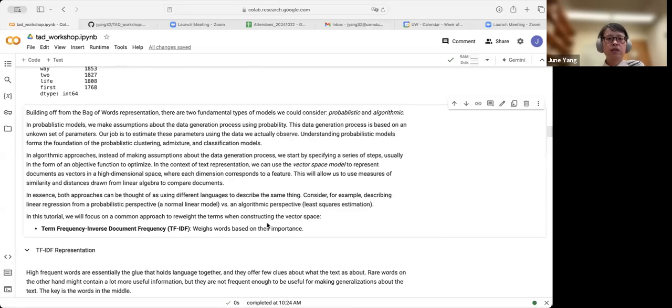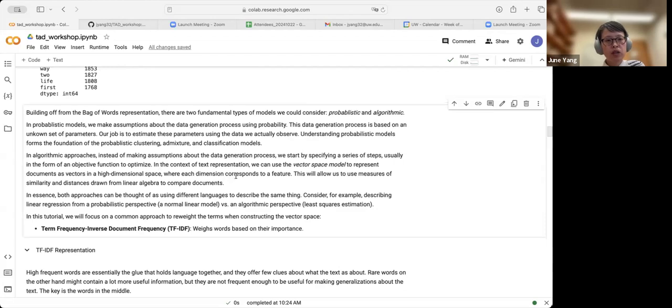If we consider these 2 approaches in linear regression, for example, describing linear regression from a probabilistic perspective, it's like a normal linear model. But if we're thinking of it from an algorithmic perspective, then it's a least squares approximation. My understanding is that both approaches use different languages to describe the same thing. But when we're working with text data, we can also think of methods in these 2 broad approaches.